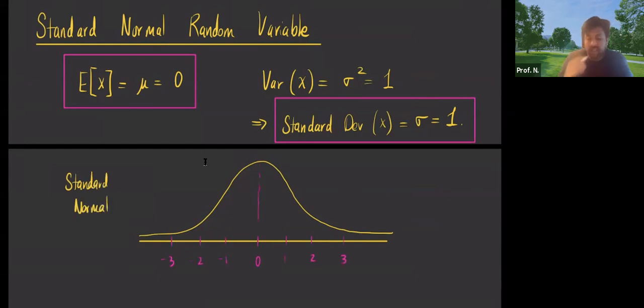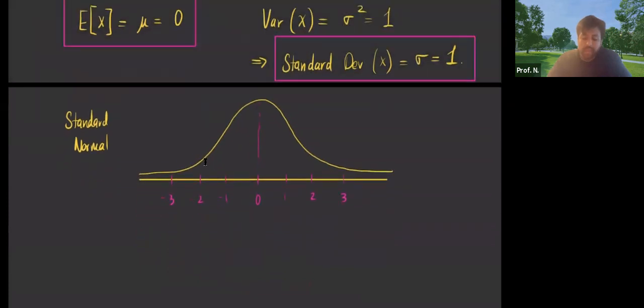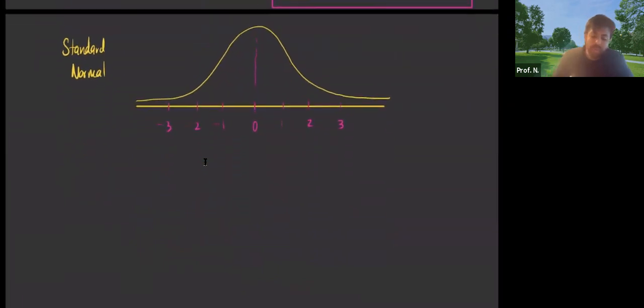And given any normal random variable, we'll always find a way to shrink or manipulate it so that it falls into this standard normal, because we have a lot of information about this particular normal distribution. And we're going to use it with the cumulative distribution function.